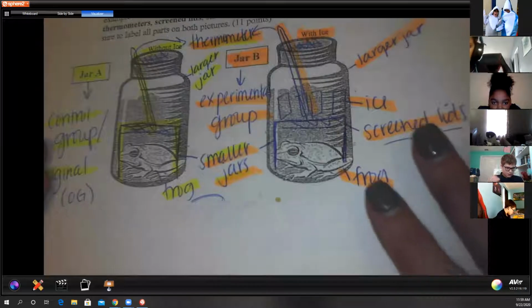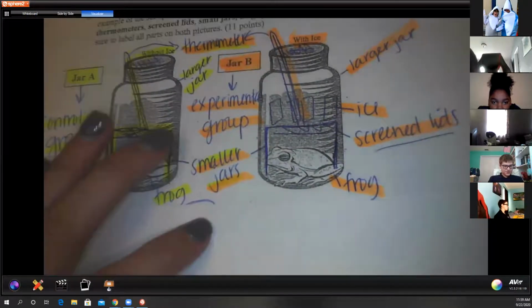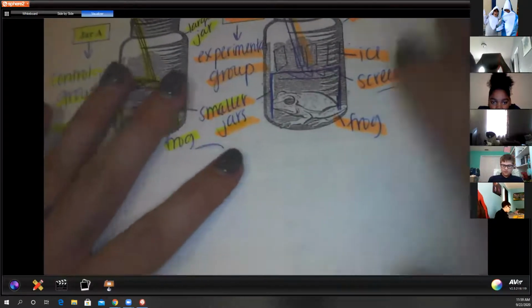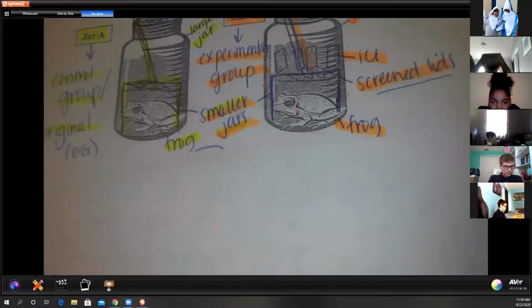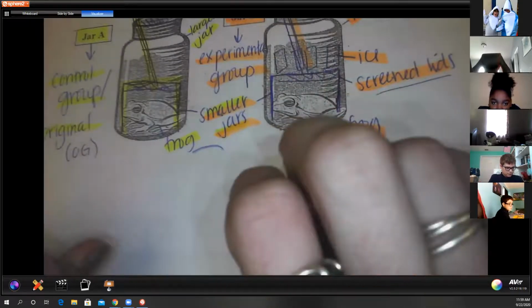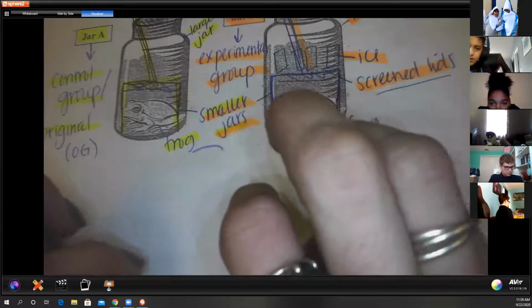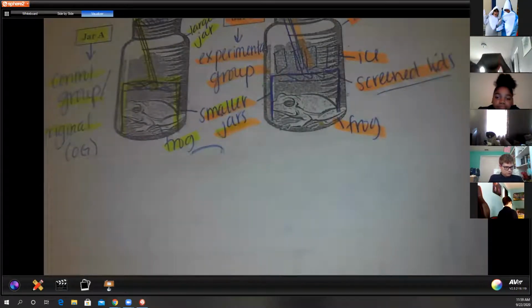What were some of the things that remained constant or the same between both jars? What were some of the things that remained the same between both jars, Joel? The screen. So the screened lids. What else, Brian? The type of frog. What else? Look at the pictures. What else was in both? That's why we wrote them in both. What else was in both, Melissa? The breed of the frog, Kyle. Same type of thermometer. Same type of thermometer, right?